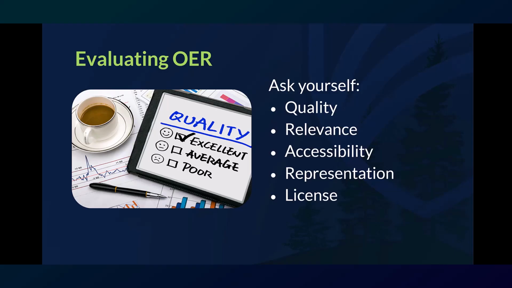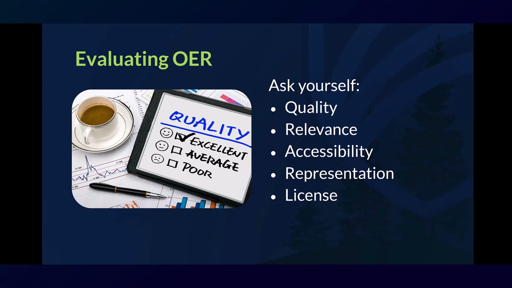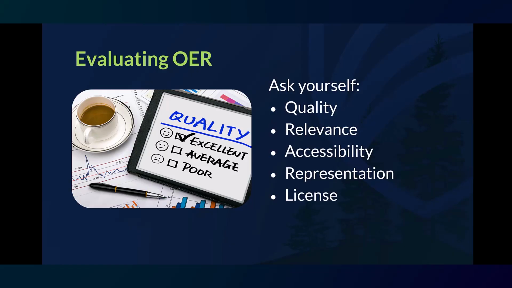Once you've selected possible course materials, be sure to evaluate them with these criteria in mind. Quality. Is the content accurate, up to date, and written at the level for my students? Relevance. Does it align with my course objectives, and is it relevant for students today? Accessibility. Is it usable with screen readers, captioned, and mobile friendly? Representation. Does the content reflect diverse perspectives and voices? License. Does it have an open license and allow you to use, adapt, and share as needed? Again, this won't be a criteria for library resources and general websites.